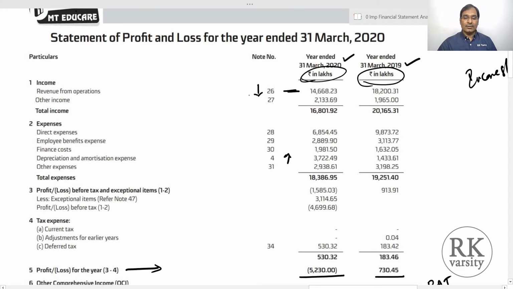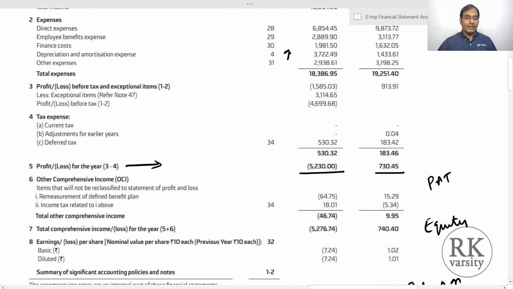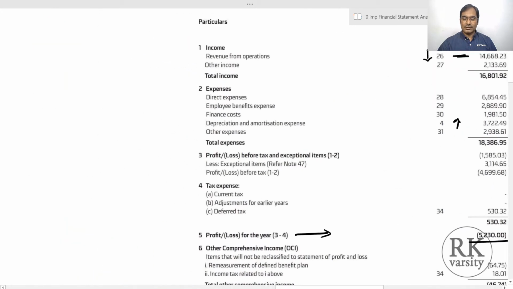That is, one is your decrease in revenue, and second one is increase in your depreciation and amortization expenses. These two caused the company's financials, which resulted in negative returns, that is a loss. Now similarly, we look at another company.